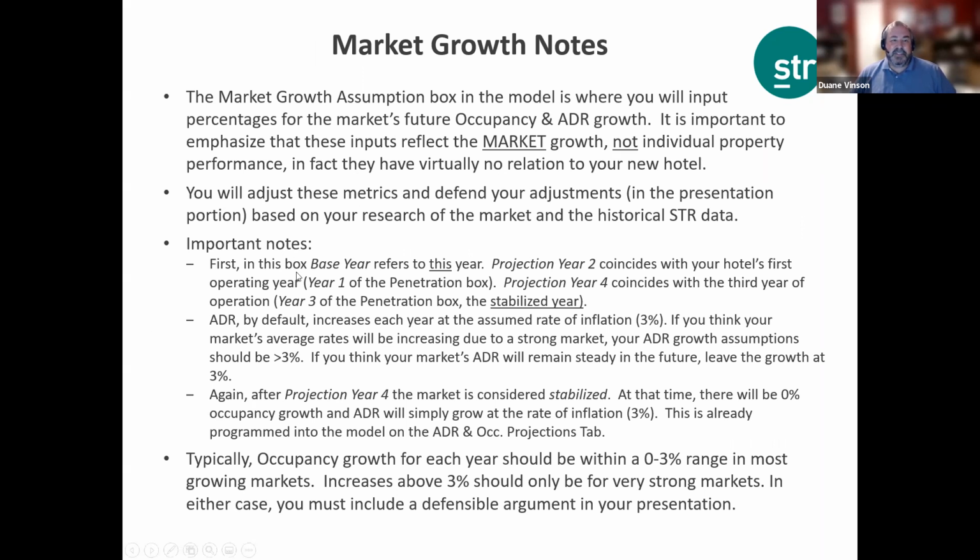First, in this box, base year refers to this year, the current year. Projection year 2 coincides with your hotel's first operation year, which is year 1 of the penetration box. And then projection year 4 coincides with the 3rd year of operation, which is the stabilized year. ADR by default, we're going to enter 3%. That's the annual inflation rate that we're going with. After year 4, we're considered to reach stabilization. It's going to, at that time, level at 0 for occupancy growth. Then ADR is going to assume that it's going to just continue to grow at annual inflation of 3%.